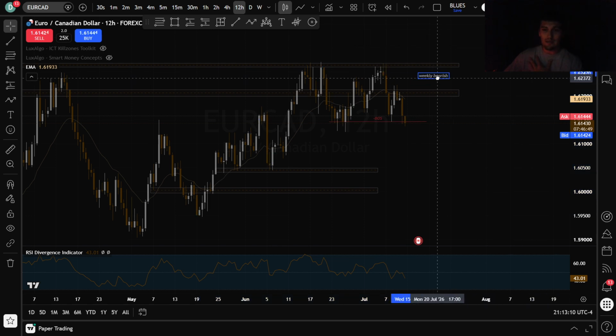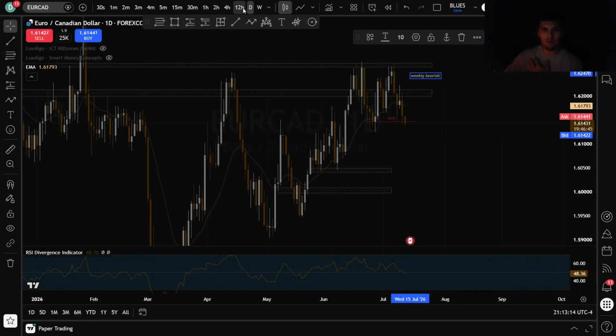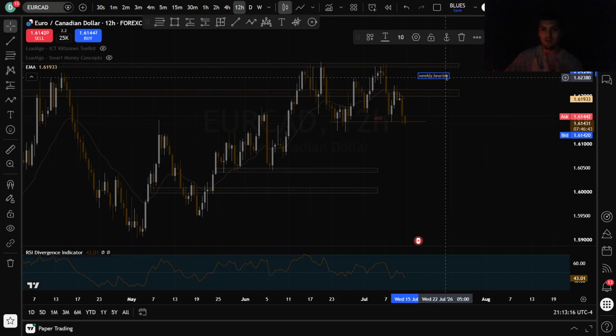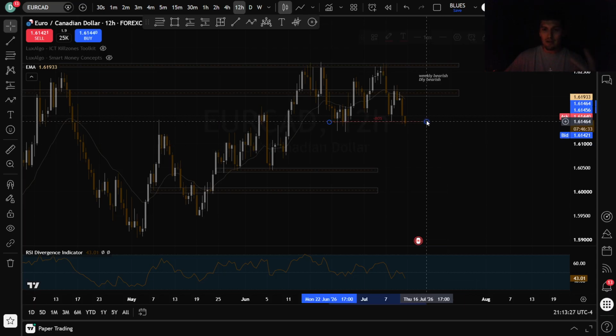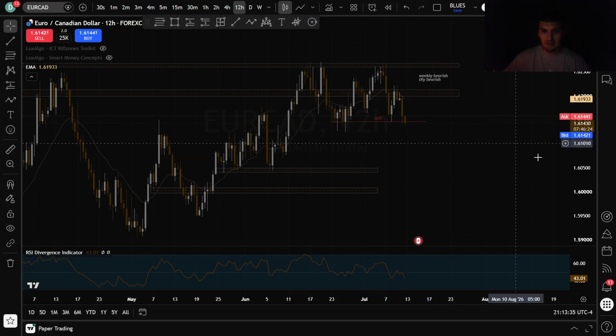I know before I said that I wouldn't really want to take this, but zooming into the lower time frames, it gives me a little bit better of a vision for direction. So our daily is also bearish. Our weekly and our daily are now aligned, and we now have a break of structure because we have closed, or we are close to closing on the 12-hour time frame. So I'm going to keep that up.